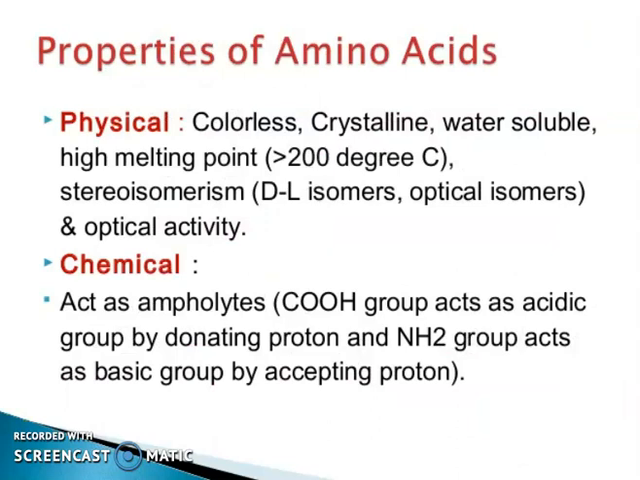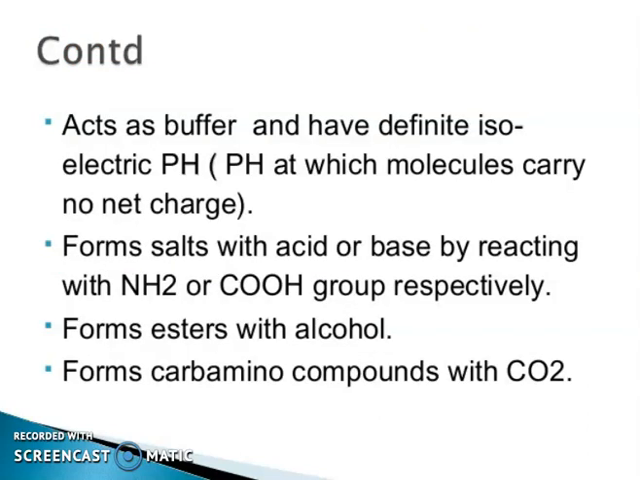Now, properties of amino acid: colorless, crystalline, water soluble, high melting point, stereoisomerism, DL isomers, optical isomers, and optical activity. Chemical properties: they act as ampholytes because the COOH group is acidic, donating a proton, and the NH2 group acts as a base, accepting a proton. They act as buffers and have a definite isoelectric pH at which molecules carry no net charge.